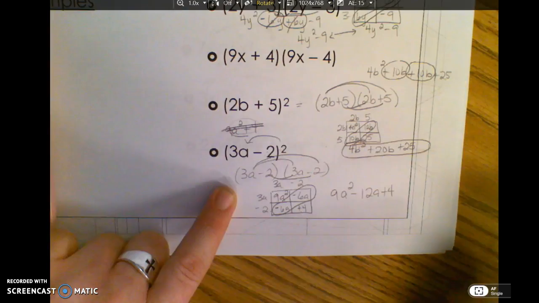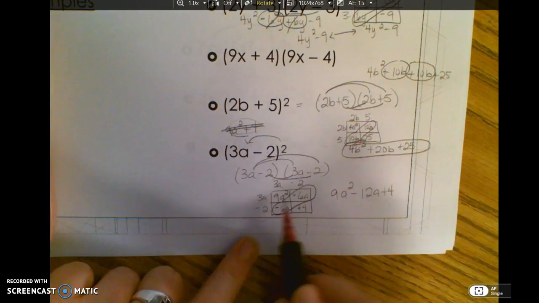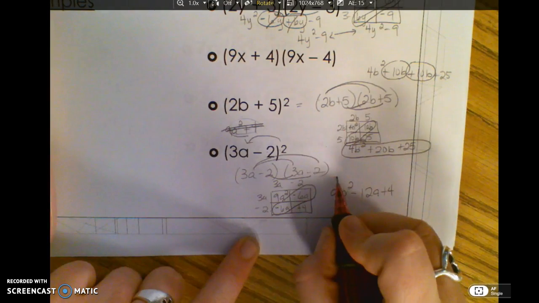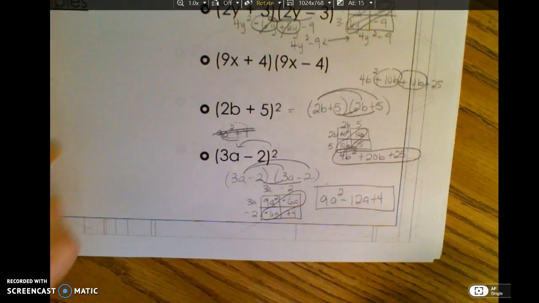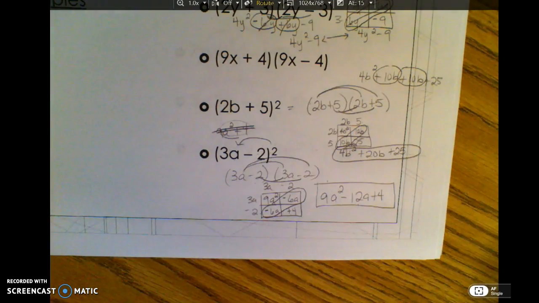It's wrong. You must FOIL or use the box and write it twice. This is your final answer. And now you can go work on the assignment.